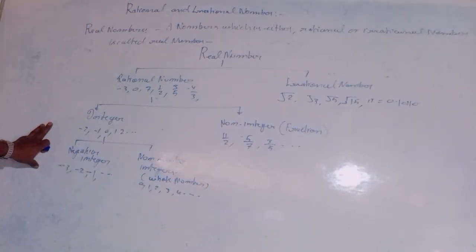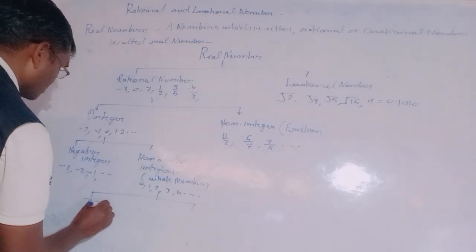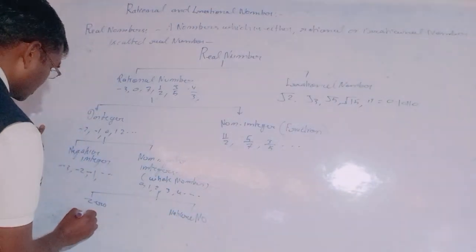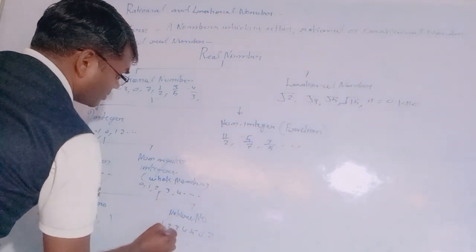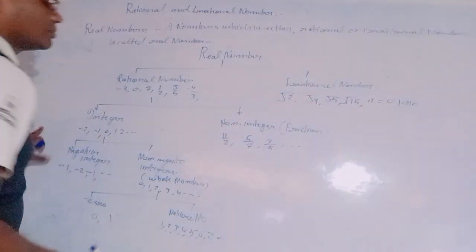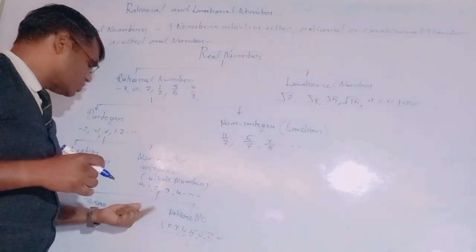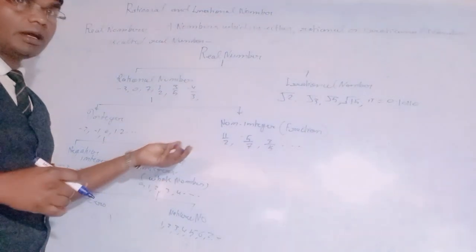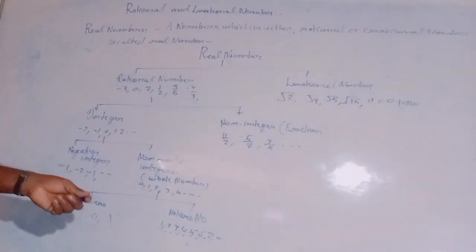Now further we will divide the whole numbers into two parts: 0 and the natural numbers. 0 is written as 0, and 1, 2, 3, 4, 5, 6, 7, the positive integers without 0, are the natural numbers. So we have defined all the real numbers with the ray diagram.